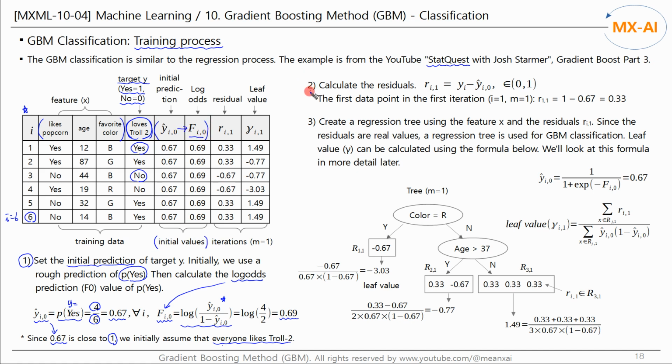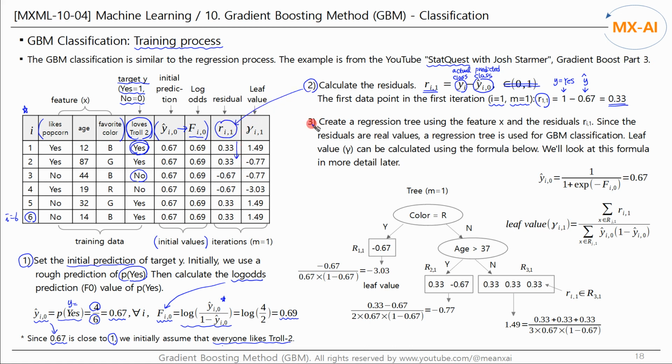In step 2, we calculate the residuals using the actual target class, y, and the predicted target class, y-hat. Let's take the first data point of the first round as an example. The target class for the first data point is yes. So, the actual target class Y value is 1. And the initial prediction is 0.67. So, the residual R for the first data point is 0.33. In this way we calculate the residuals for all data points.